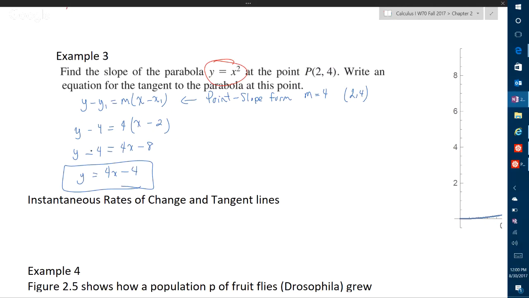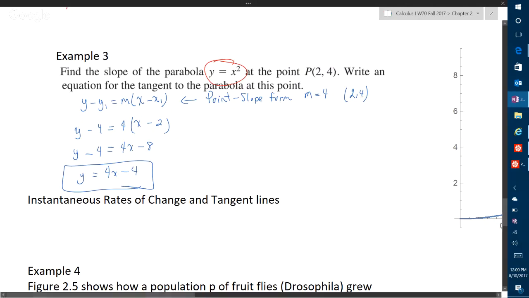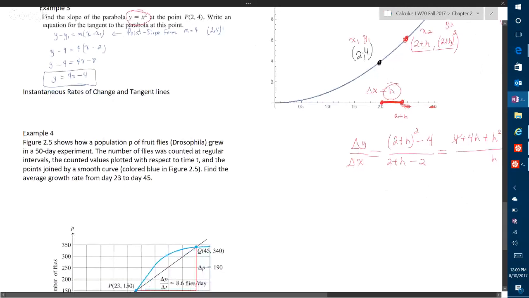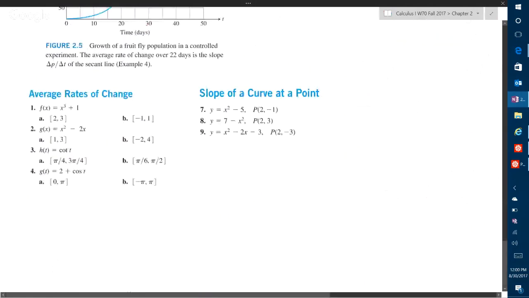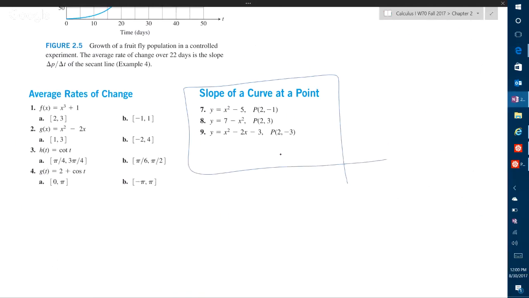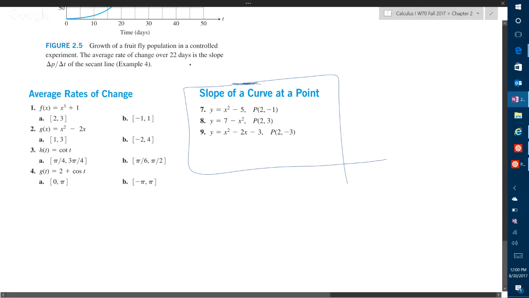This concept that we applied for example 3, there are some practice problems at the bottom. So that's the tangent. That's the equation of the tangent line to the point 2,4. That's what that equation represents. Real quick though, example 3 will help you with these 3 problems. Okay?